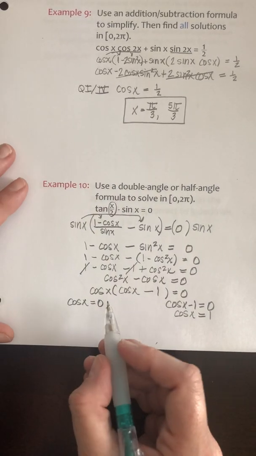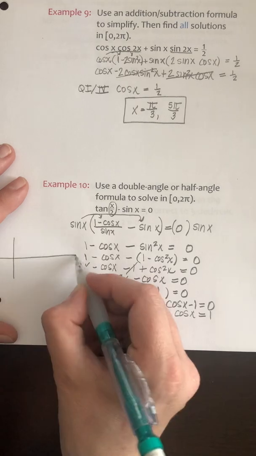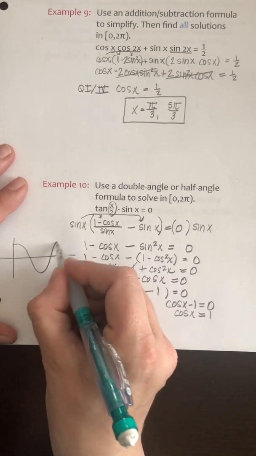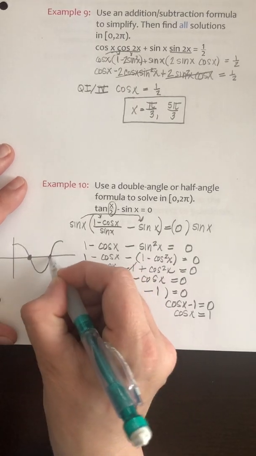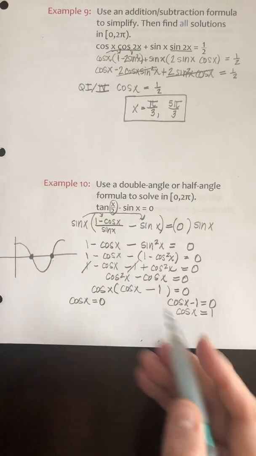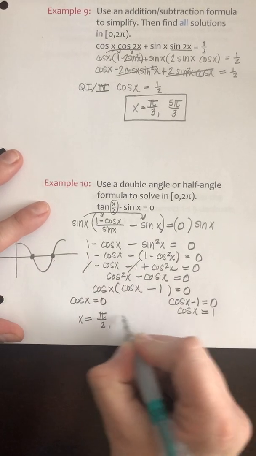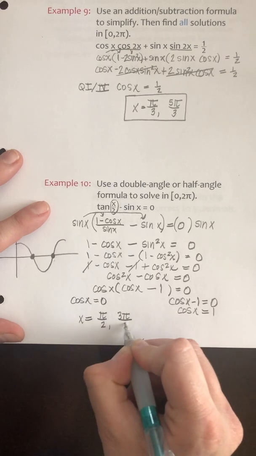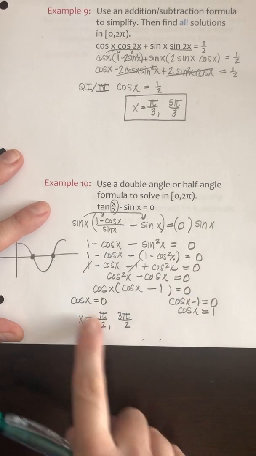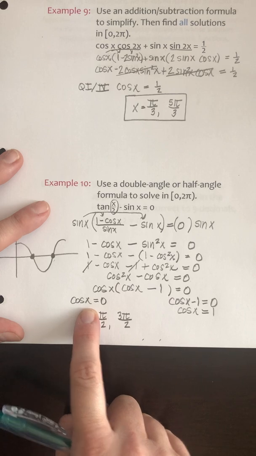So where would cosine x be 0? Again, I'm going to just go back to that graph of cosine. It's going to get us a y value of 0 at those two locations. And where are those? Well, one is pi over 2 and one is 3 pi over 2. So those are the two solutions that come from this factor.